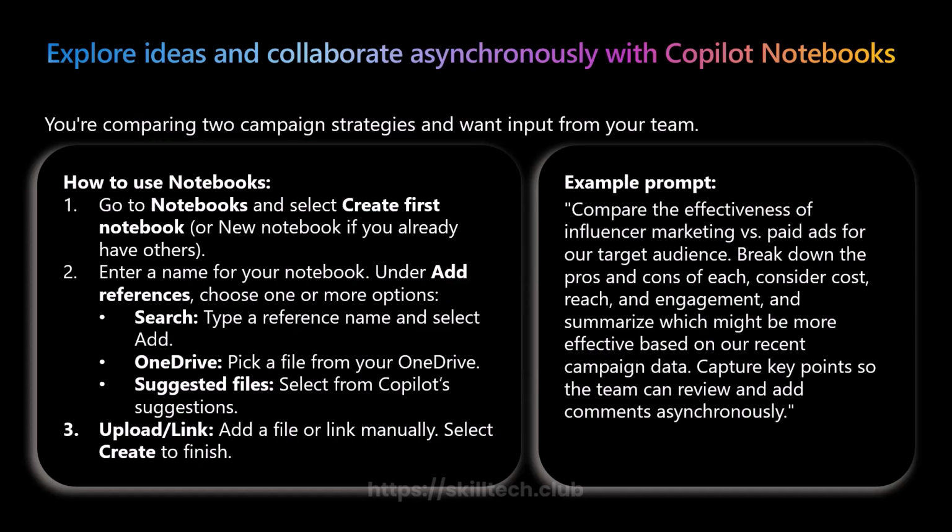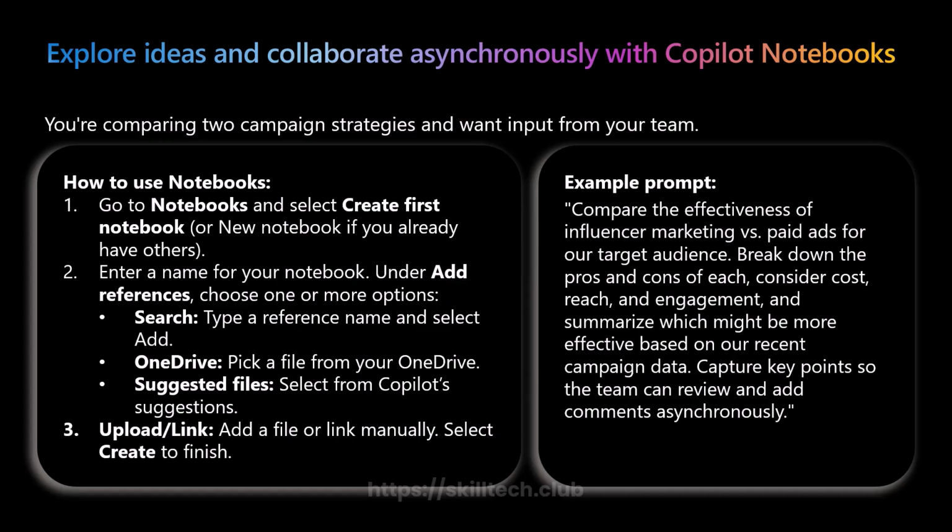Under the add reference section, you can choose one or more options. You can also search, type a reference name and select add. You can use OneDrive, so you can pick from OneDrive files, or you can have suggested files where you select from Copilot suggestions and choose that file. Once you do this, you can use an upload or a link option where you can add a file or a link manually, and you can select create to finish.